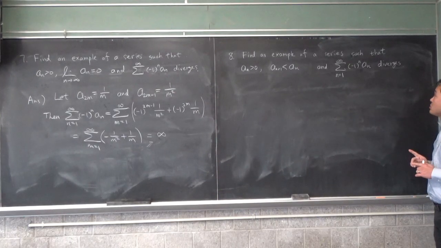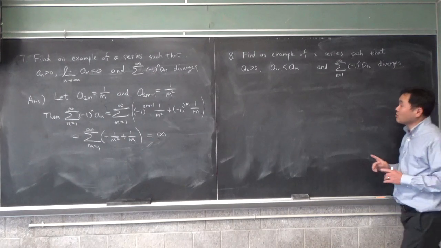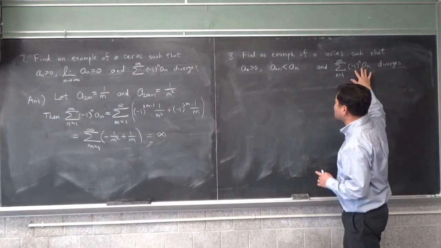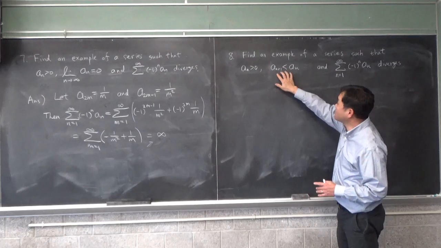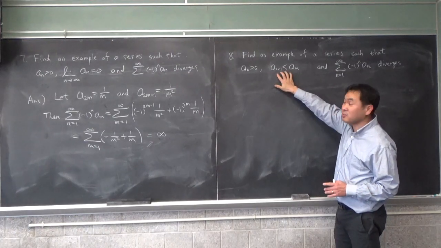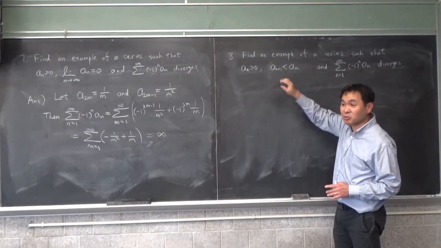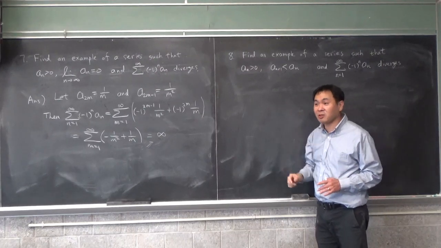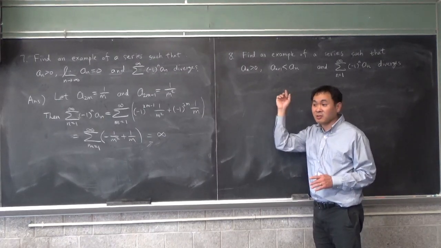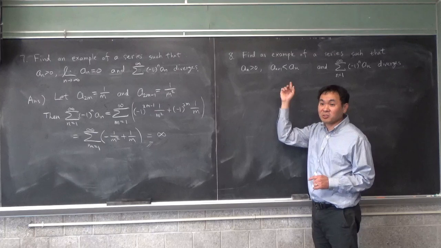Find an example of a series such that you have positive. Again, it's an alternating series. And this time you do have decaying jumps, right? The jumps are becoming smaller and smaller. But what's not assumed here? What's missing? What condition is missing?